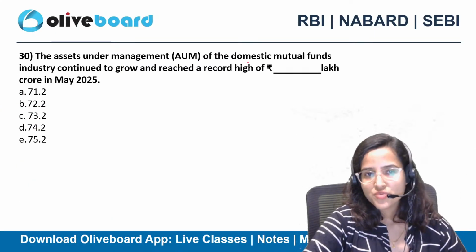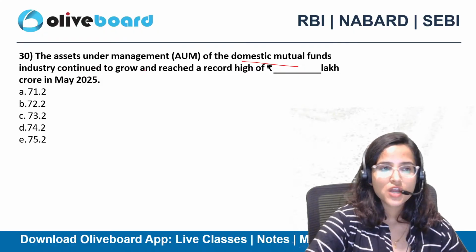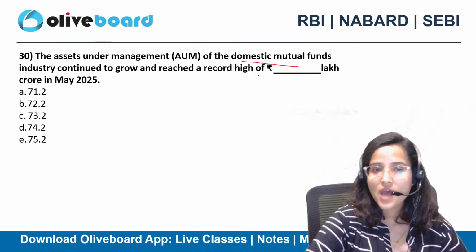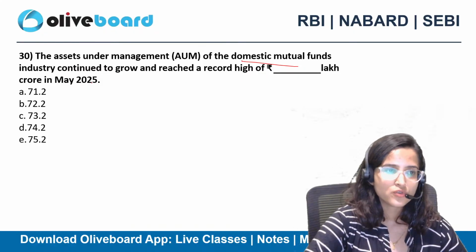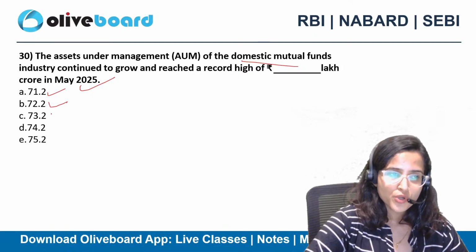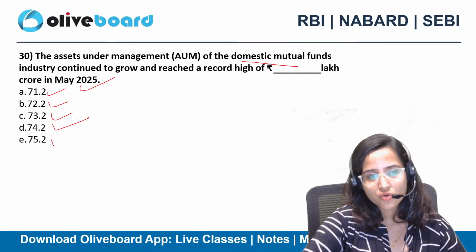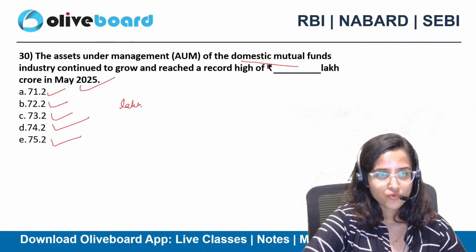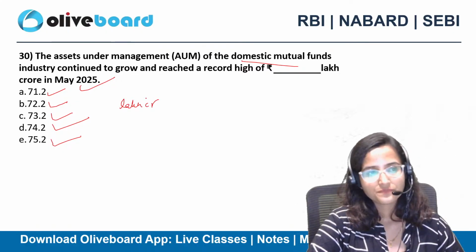The assets under management of domestic mutual funds industry continued to grow and reach a record high of rupees dash lakh crore in May 2025. 71.2 lakh crore, 72.2, 73.2, 74.2, or 75.2 lakh crore. What is the answer?